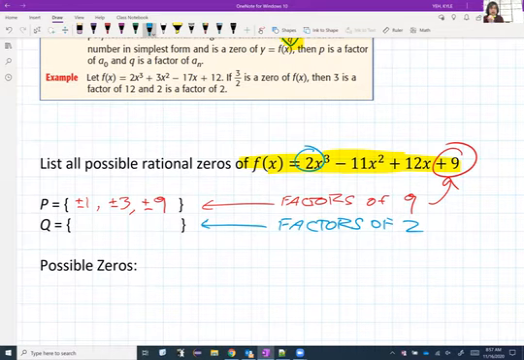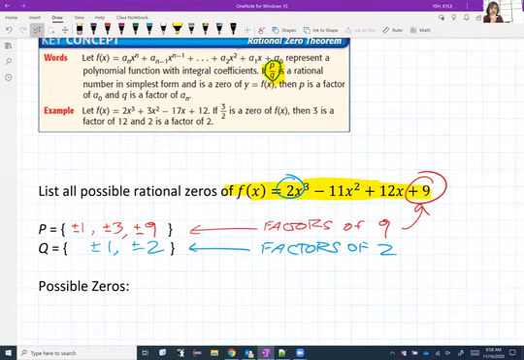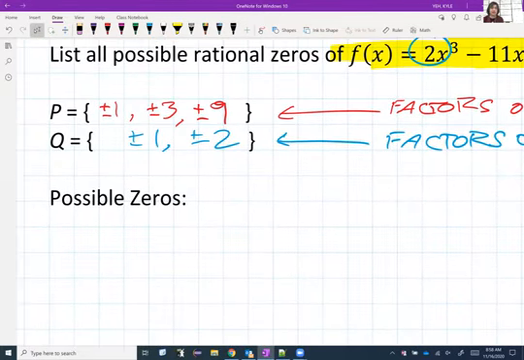In this case, our leading coefficient is 2, so there aren't that many factors, plus or minus 1, plus or minus 2, because 1 times 2 is the only way we get 2. And so this right here, what I have highlighted up top and circled in green, it says if P over Q is a rational number, then P is a factor of A naught, that's our constant, and Q is a factor of A sub n, that's our leading coefficient. That means we can list out all of the possible zeros after finding P and Q by just having all different combinations of the P's over the Q's.